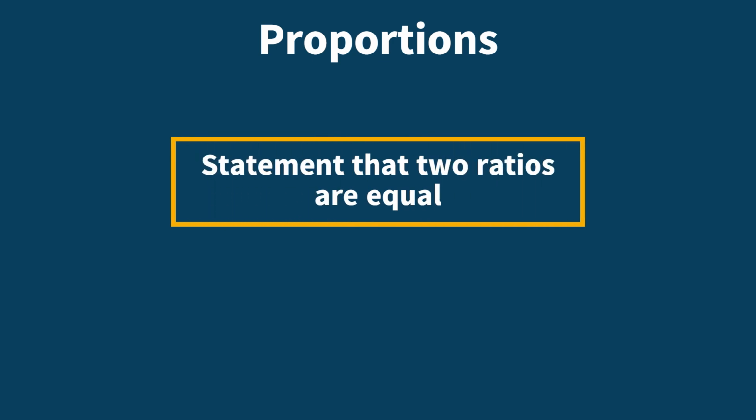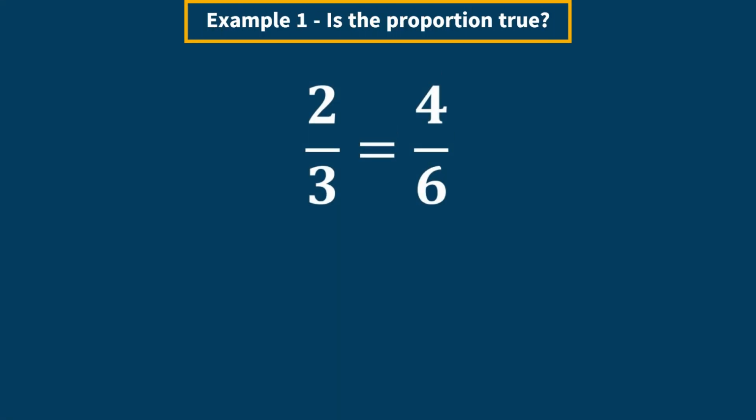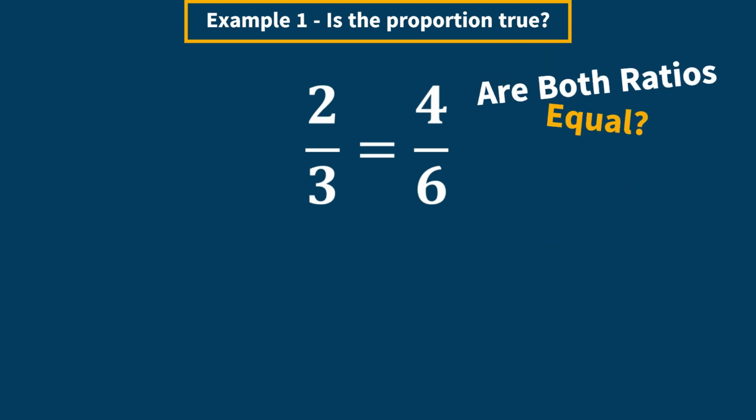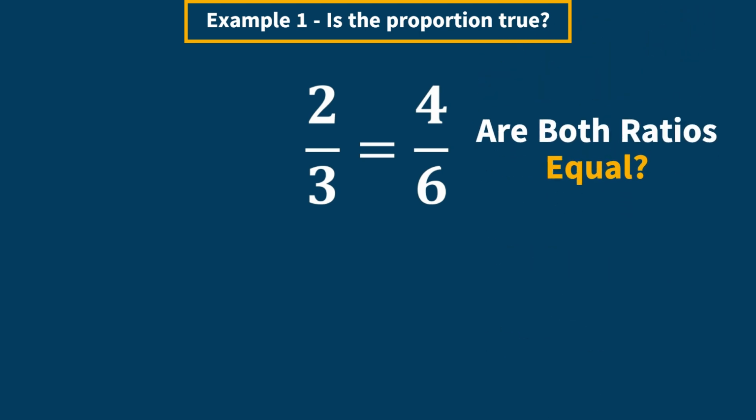Now, let's go over proportions. A proportion is a statement that two ratios are equal. The easiest way to understand this is by going over examples. Example number 1. Is the proportion true? What it's asking is, are both of these fractions actually equal to each other?